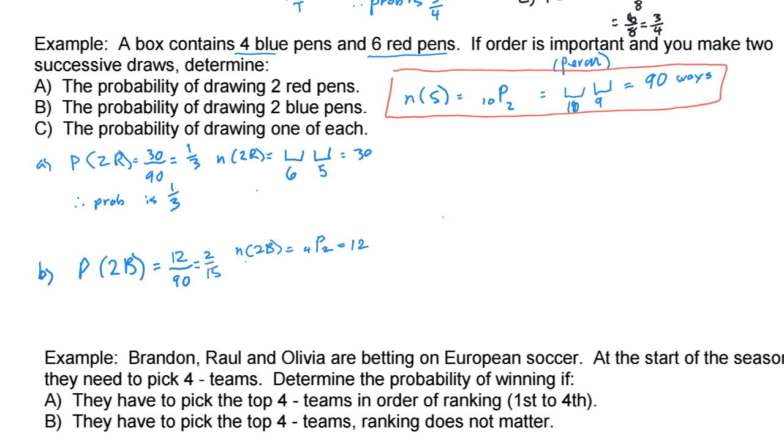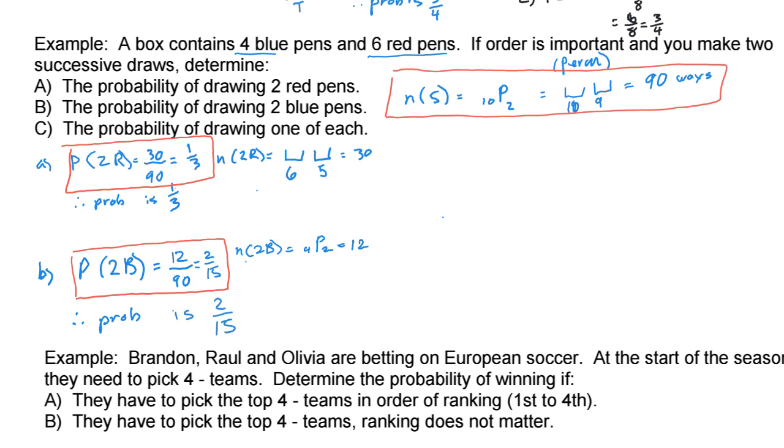And we have our answers. Okay. And just like this one, we also have our answer. So now all we have to do is write our final calculation. Therefore, the probability is 2 over 15. So now the last problem that we have here, C.